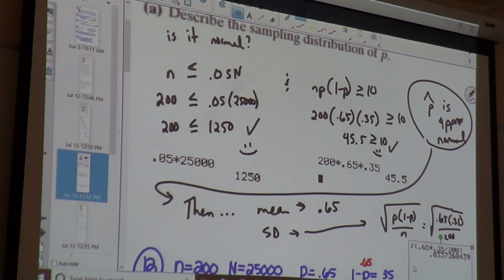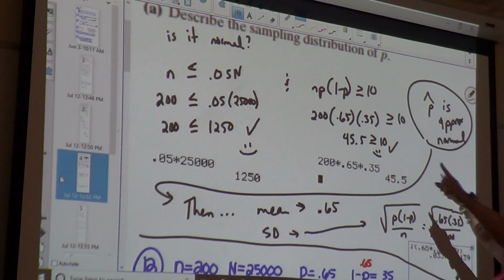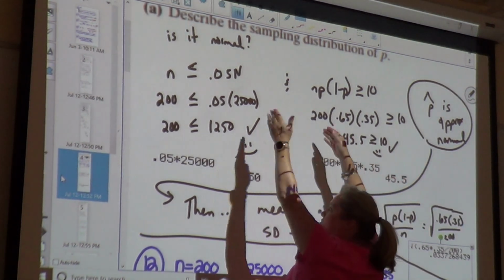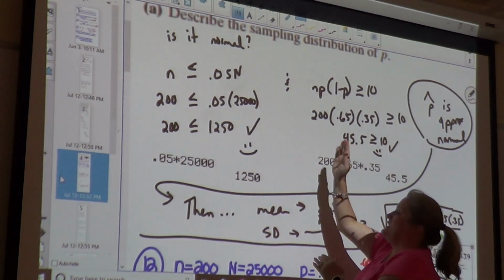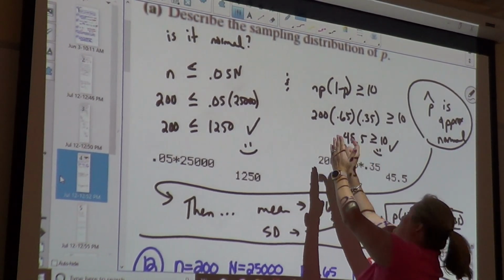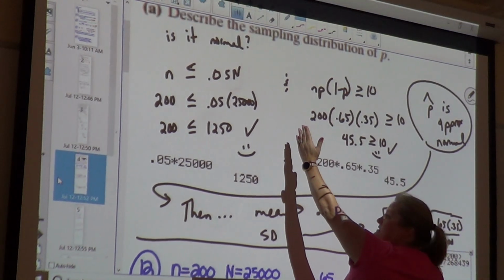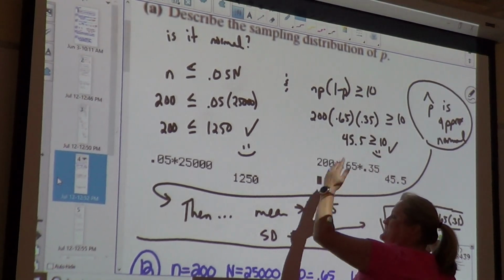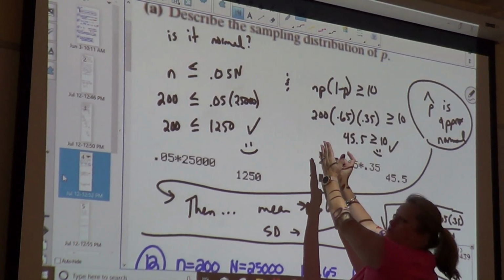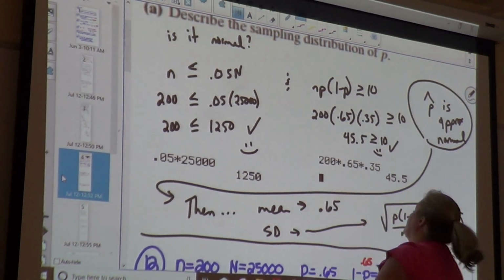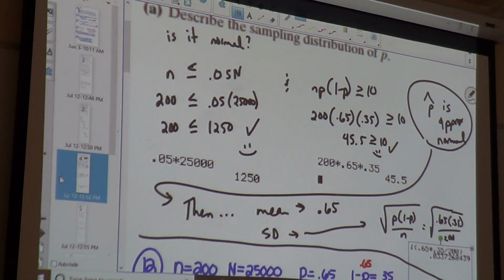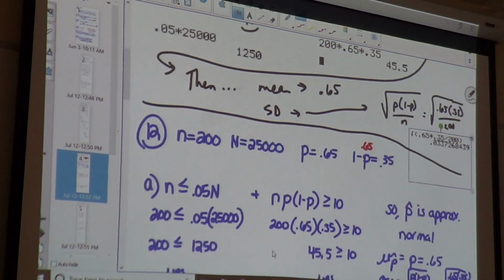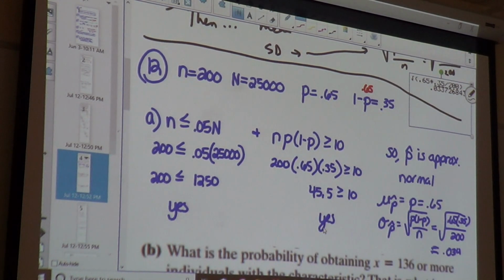So we just figured out from part A that because these two things are correct, we have a normal distribution, and our mean is 0.65, and our standard deviation is 0.0337. So we can draw it. We have a normal distribution with a mean of 0.65 and a standard deviation of 0.0337. We good? Now, if I come down a little bit, that just shows you the worked out version. Yes, it's approximately normal, so this is my mean and this is my standard deviation.